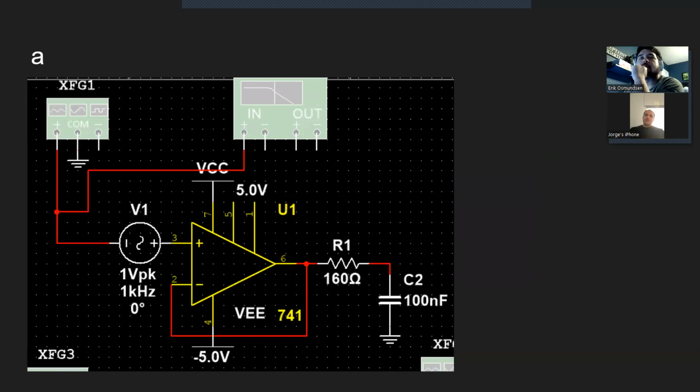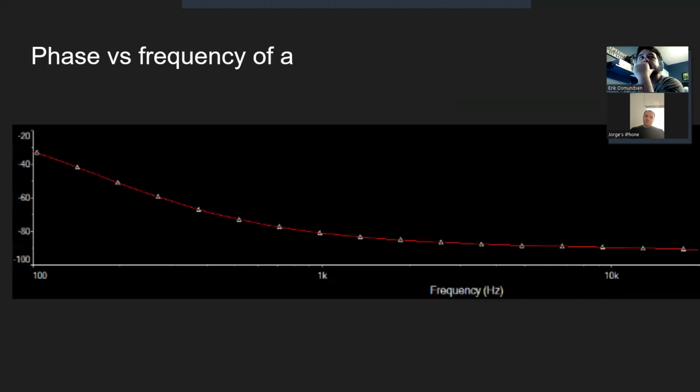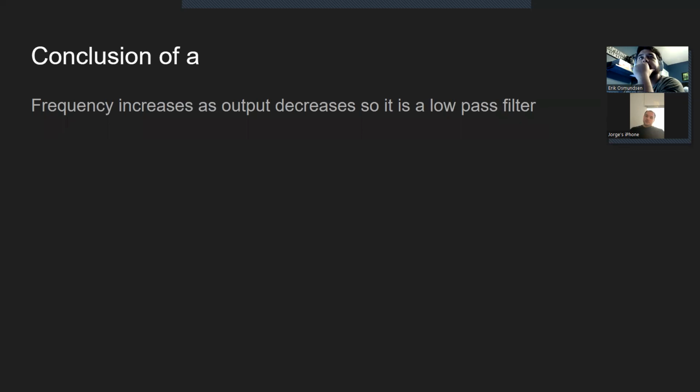Here we have the Multisim simulation for filter number 1. Here we have the graph of the magnitude versus the frequency of filter number 1. Here we have the output versus frequency, or the phase versus frequency, sorry. And the conclusion of that is that as frequency increases, output decreases. So it is a low pass filter.